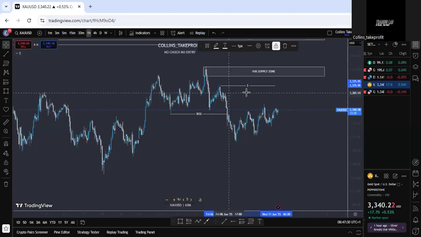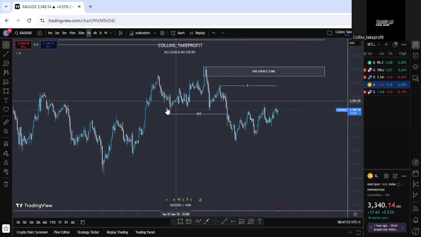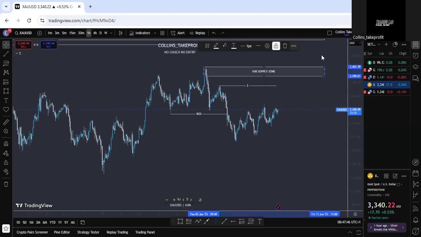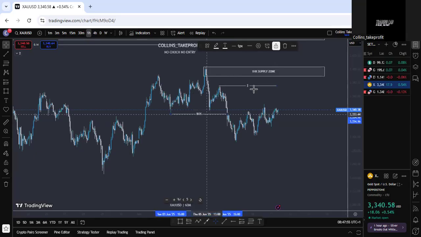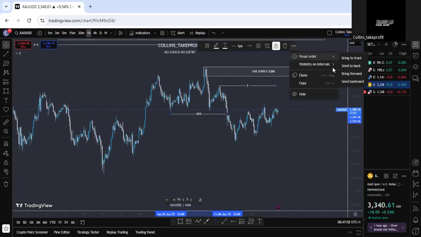Another supply zone was created right now. This whole area was acting as a demand zone. The price went bullish and broke structure low, internal structure, right? So now if you come down to the 30 minutes, let me make this appear on the 30 minutes.